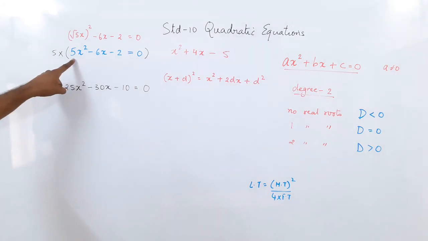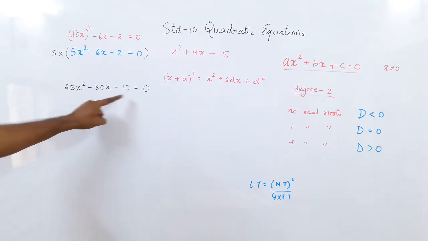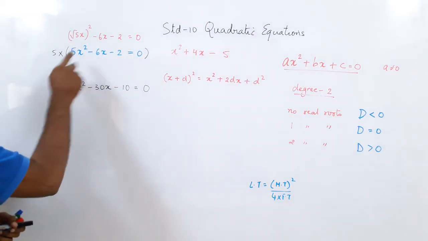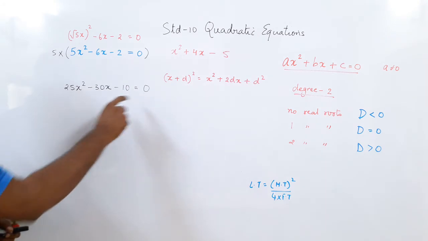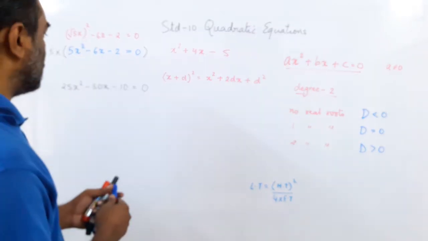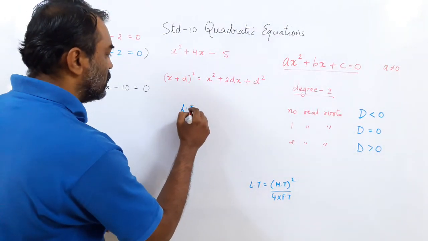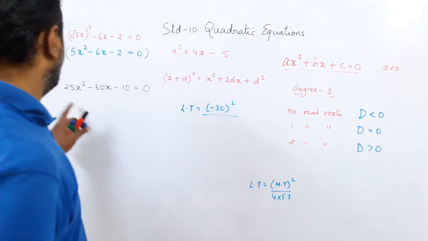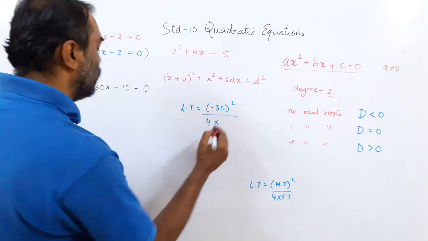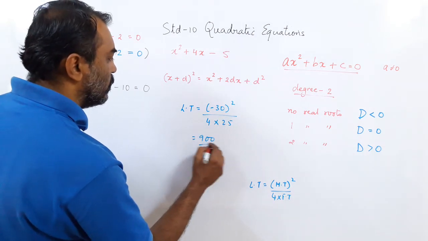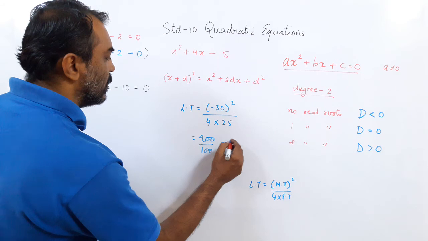So what is the method I have used here? Because it was not a perfect square, I multiplied by 5, and now I got a perfect square. So nothing has changed in the equation. I multiplied 5 on both sides, on the left side and on the right side. I got this new equation. Now let me try working on the last term. Last term is middle term, that is minus 30 the whole square upon 4 into the first term. 4 into the first term is 100. So I get 900 upon 100, or I just get a 9.